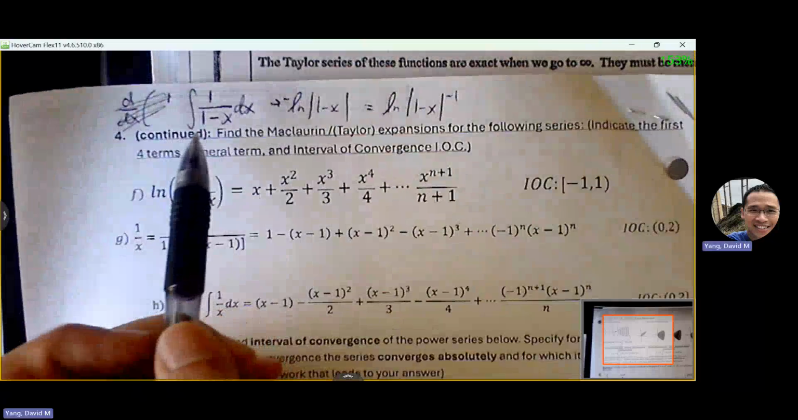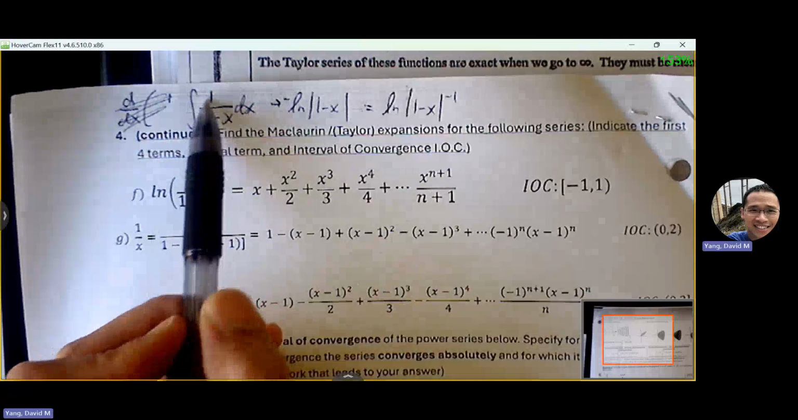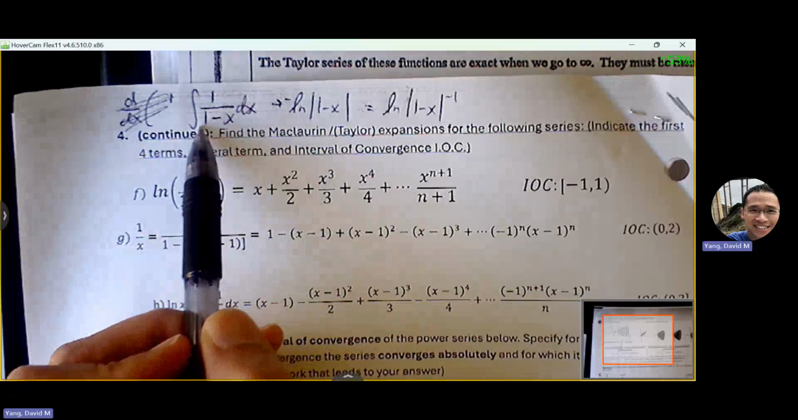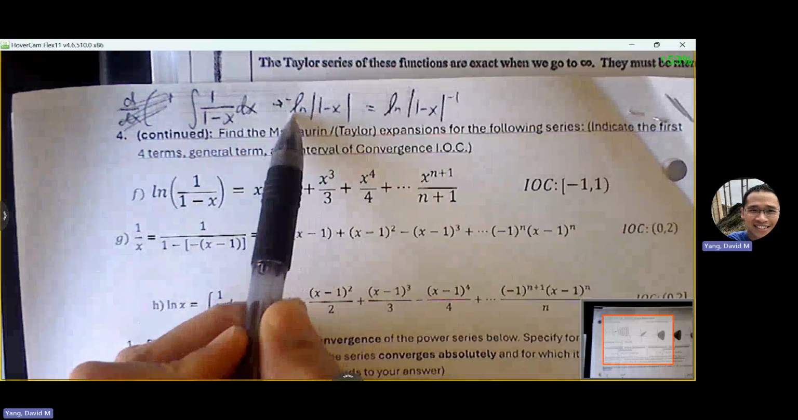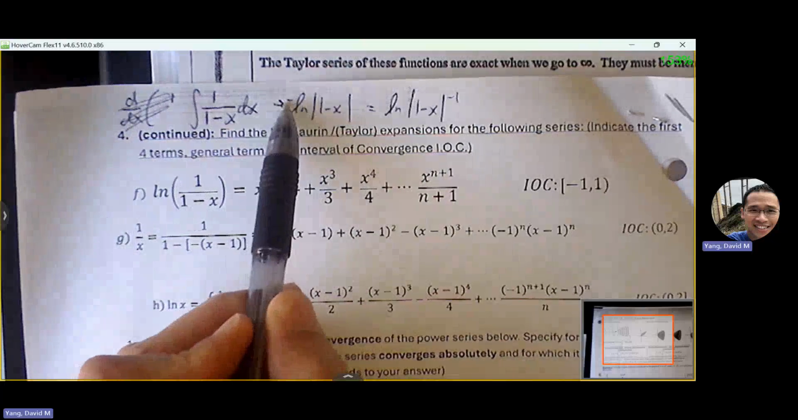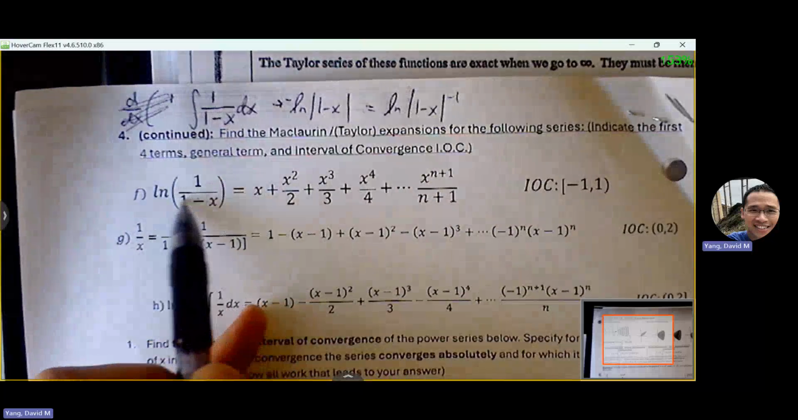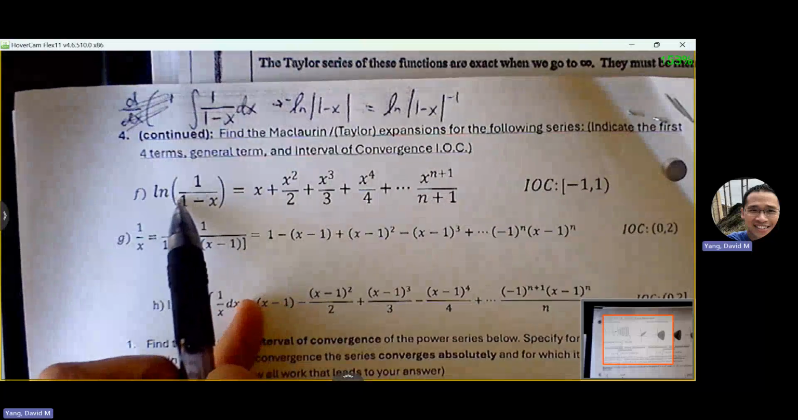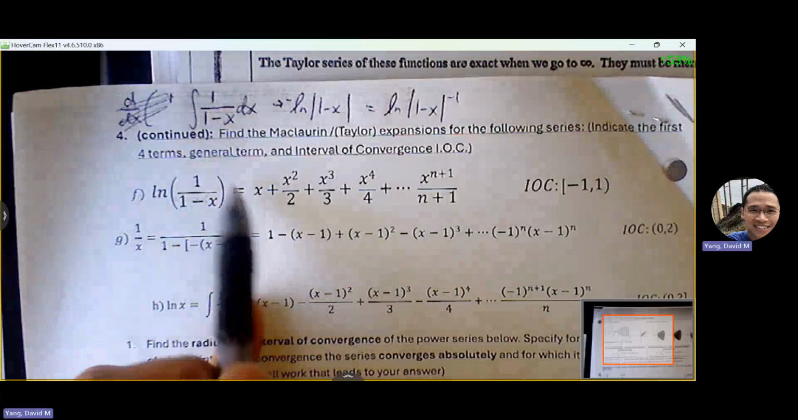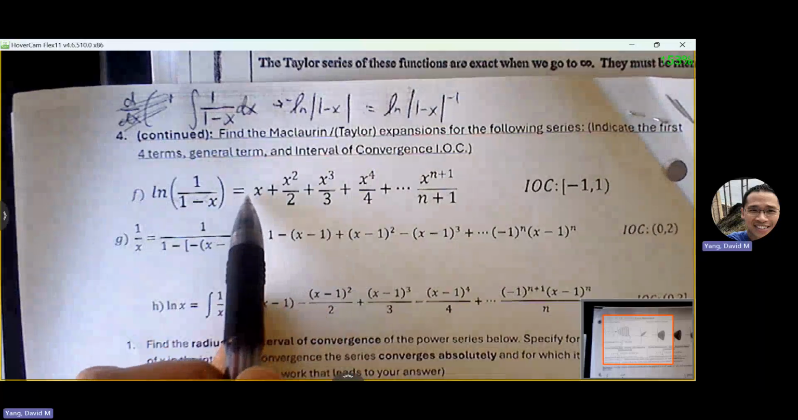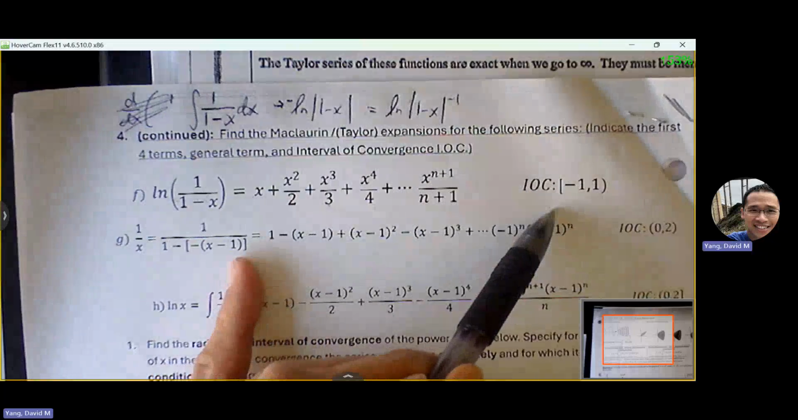Okay, let me go back again. So for the previous one, we have 1 over 1 minus x. But if I take the antiderivative of 1 over 1 minus x, that will take me to u substitution, natural log of 1 minus x with a negative in front, and that will turn into this. So basically, if you understand that f is just the antiderivative of e, then just take what you built from e and then just do power rule for each term to get to the next term.